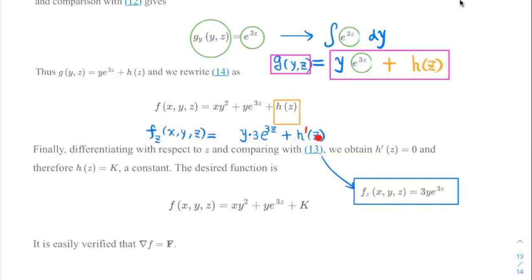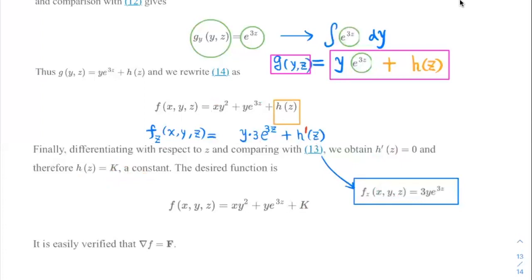Now we're going to compare this with the equation we got above. The partial derivative of small f with respect to z is 3y times e to the 3z. So comparing this with this, we find out that h prime of z is equal to 0 because this is exactly equal to this. So h prime of z equals 0, which means that h of z is equal to a constant because h of z is a function of one single variable z. And if the derivative of that equals 0, then it is a constant number. So h of z is equal to a constant.